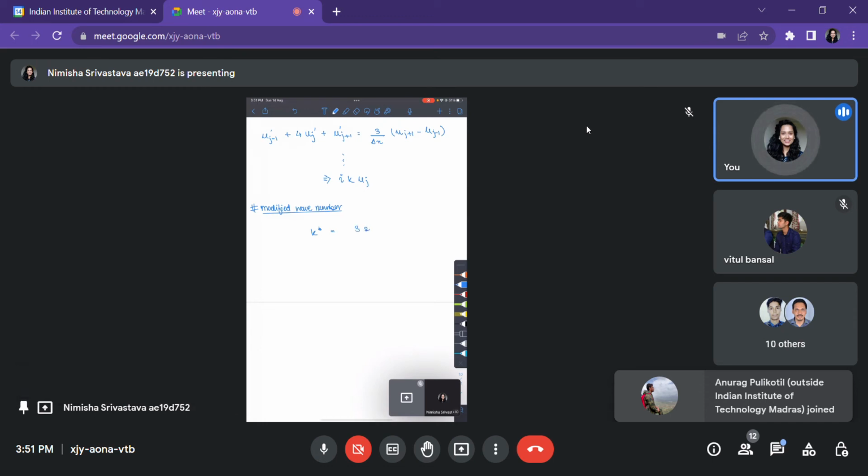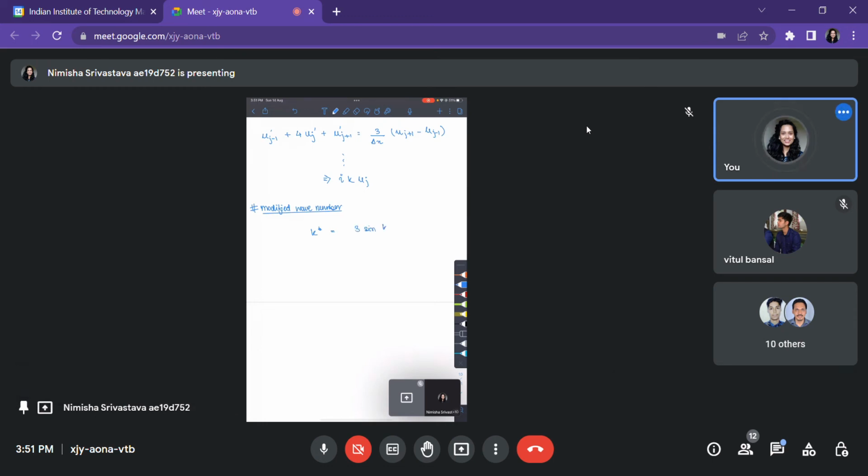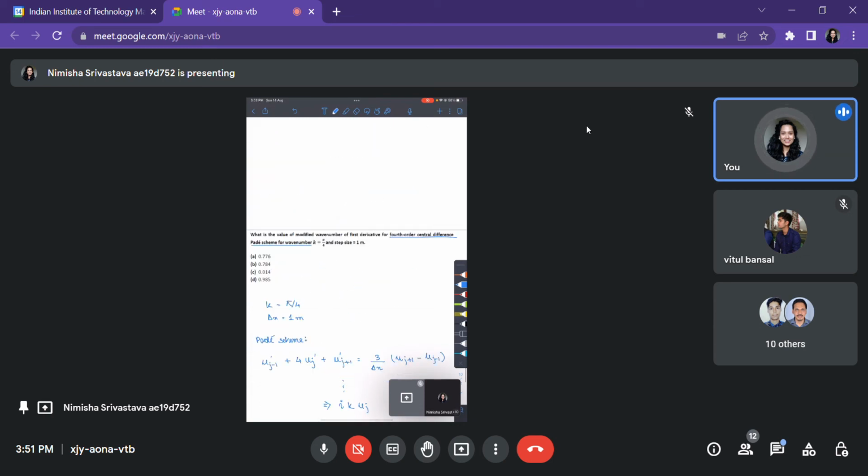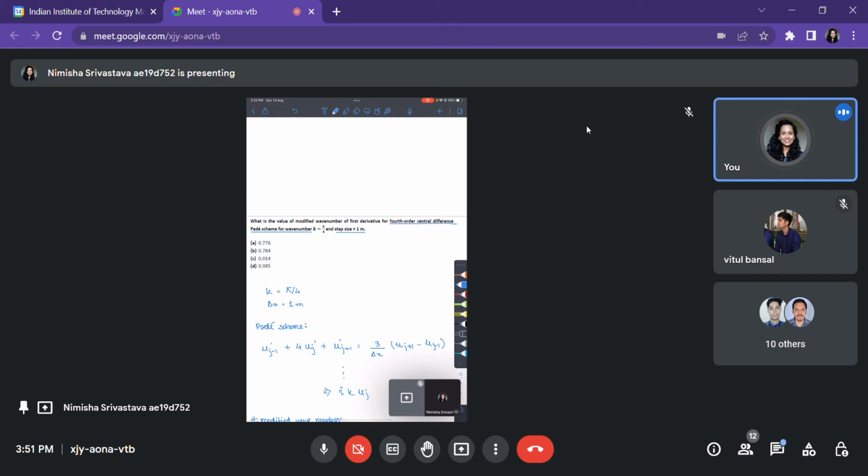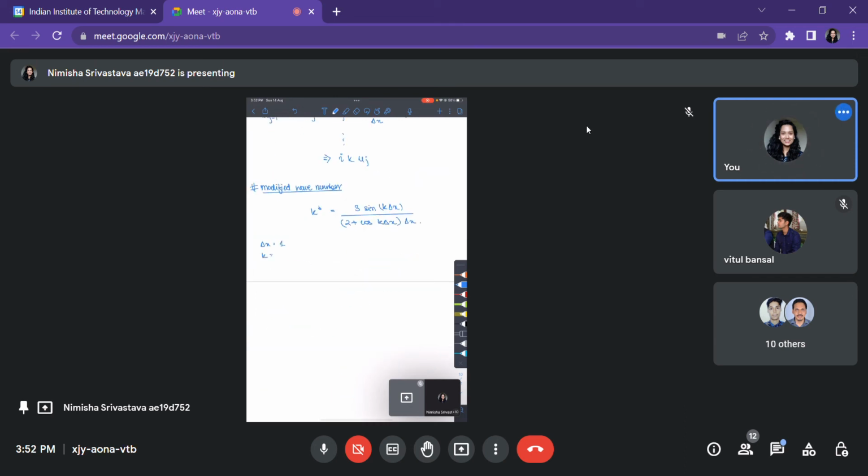Essentially, this is how you will solve the problems in your worksheet. So I'm just going to write it down for you. This is what the K star looks like for the Padé scheme. Can you compute it for me? Delta x equals 1. How did we get that? We got it from here. Step size equals 1 meter. And K delta is pi by 4. Can you compute what you're getting for K star?